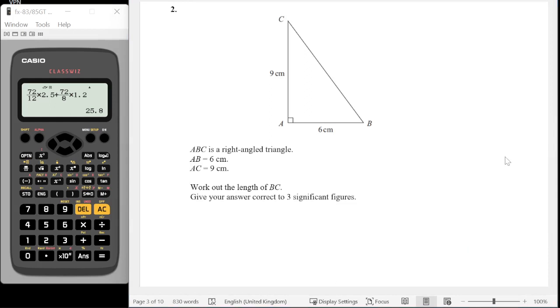Okay, question two. So we've got a right angle triangle. ABC is a right angle triangle. AB is 6. AC is 9. Work out the length of BC, giving your answer correct to 3 significant figures.